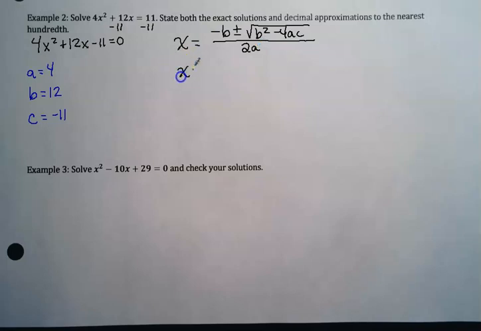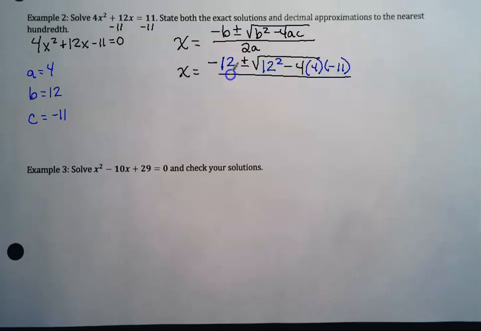Okay, so x is going to be equal to negative b, which is 12. Oh, my color didn't change. So negative 12 plus or minus the square root of b, which is 12. So b squared minus 4 times a, which is 4, times c, which is negative 11, all over 2 times a, which is 4. All right. Good stuff there.